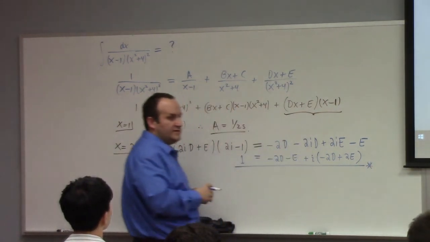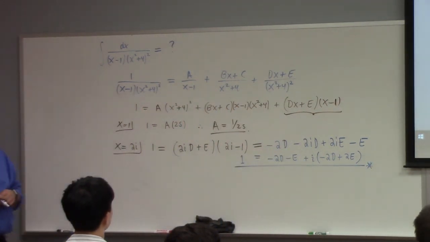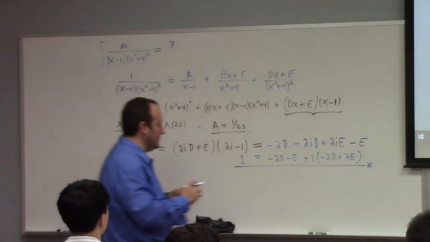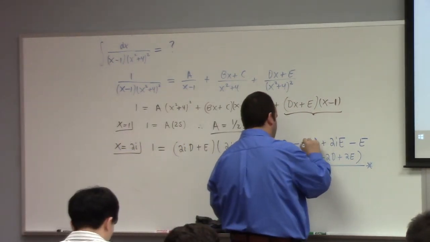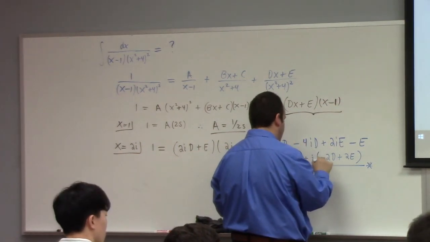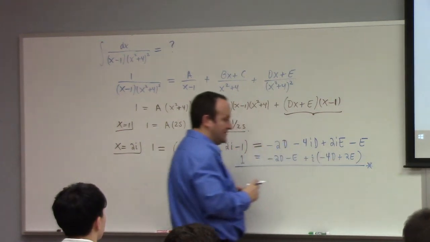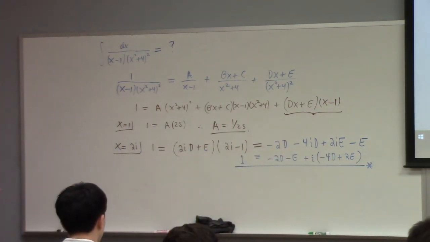So if you look at equation star, this is a complex equation. Oh, have I done that? 4i. Oh, yes, thank you. Indeed. And part of my larger point here is things work like you expect them to. So you can still correct my mistakes. Woohoo! All right. That's good?